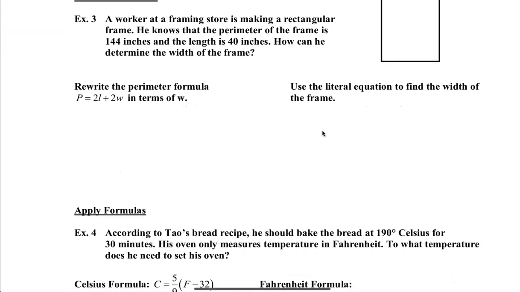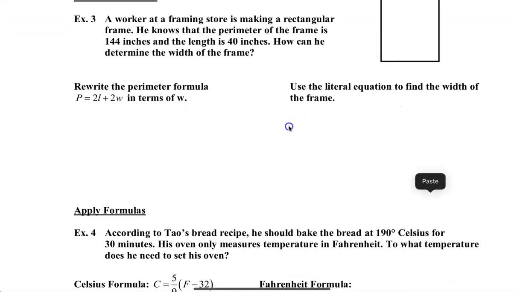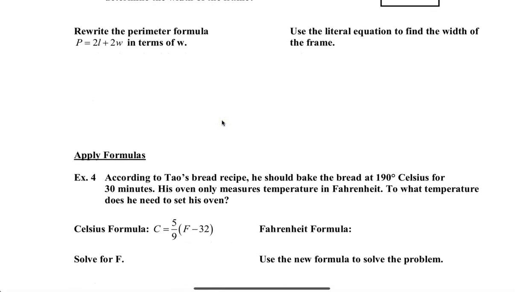Next one. This is to show you we're just going to solve this one, right? So here's the equation. Let's just solve this equation. Ignore the word problem for now. Let's just solve the problem. I want you to rewrite the perimeter formula in terms of W.